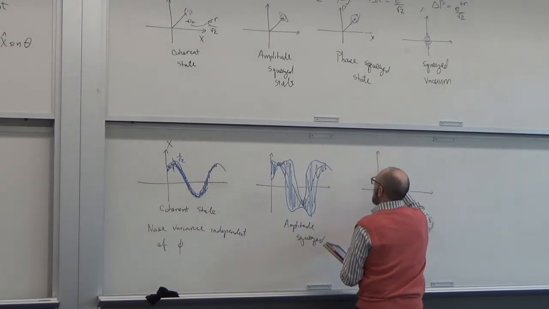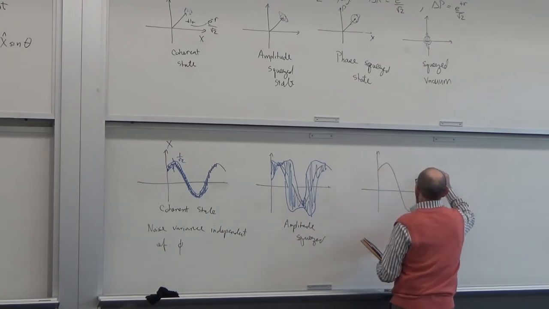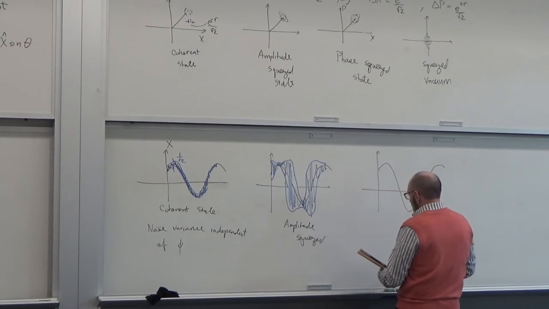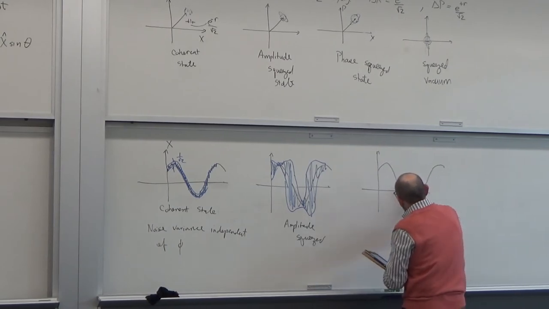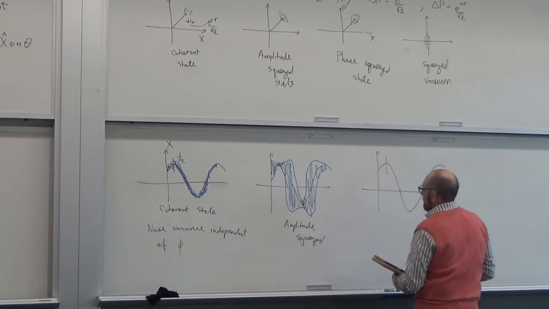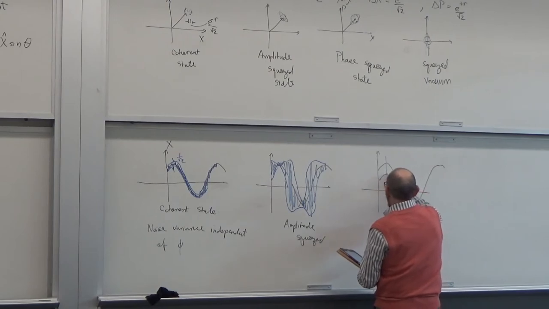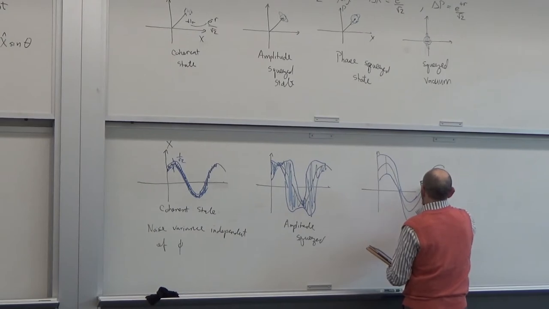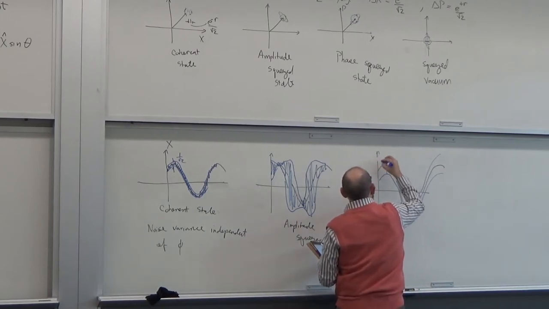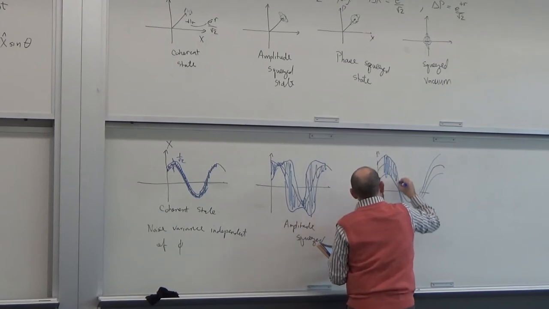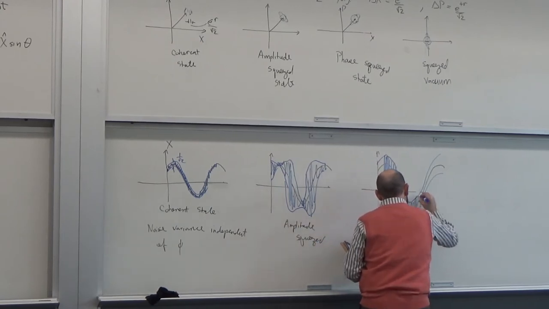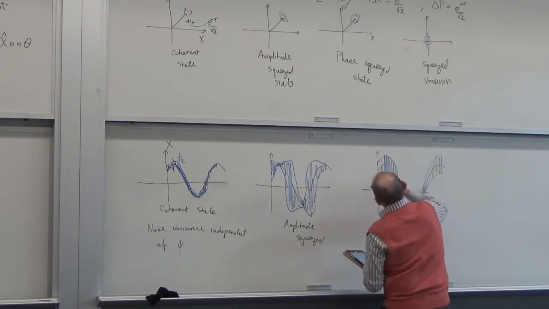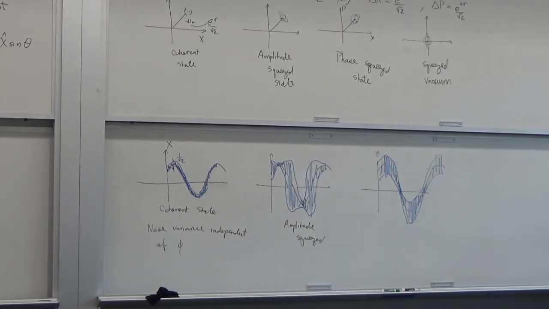Let me try my best again to do this for the case where now I have a situation where I have little uncertainty here and a lot of uncertainty here. Okay, that kind of state has an envelope that looks easier to draw. So now I have lots of noise here, and then little noise here, and then lots of noise here, and then little noise here, and then lots of noise here. That is a phase squeezed state.